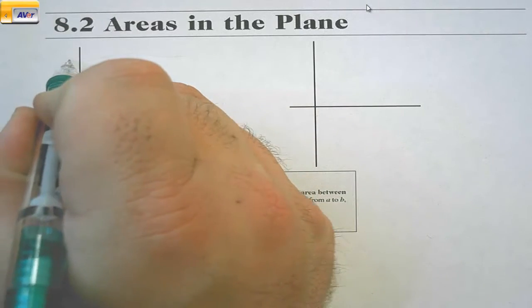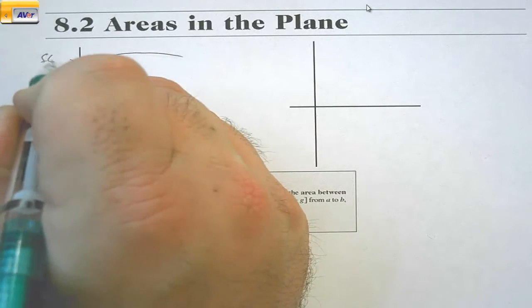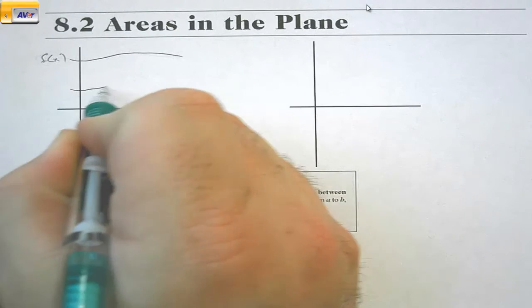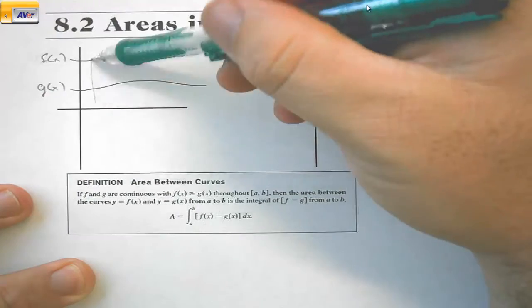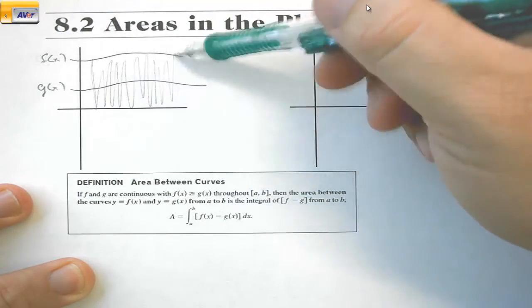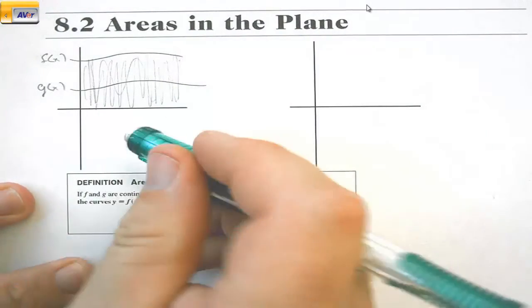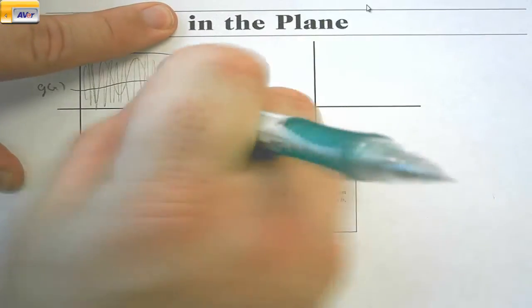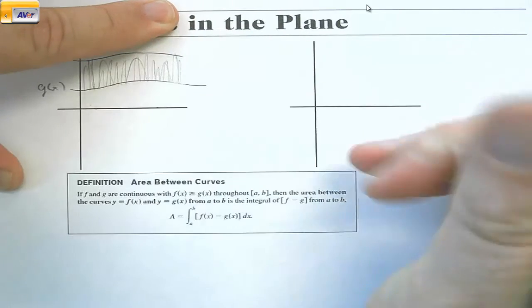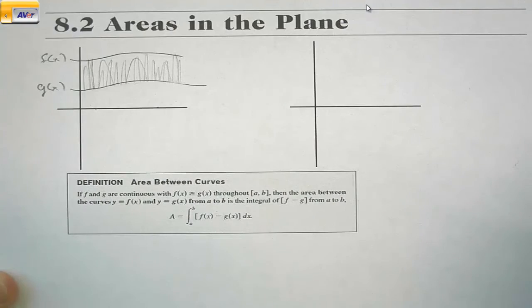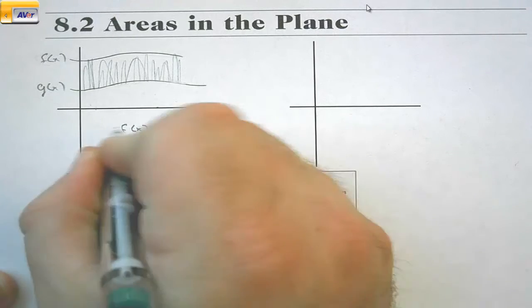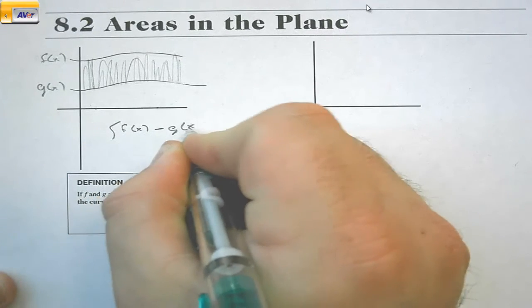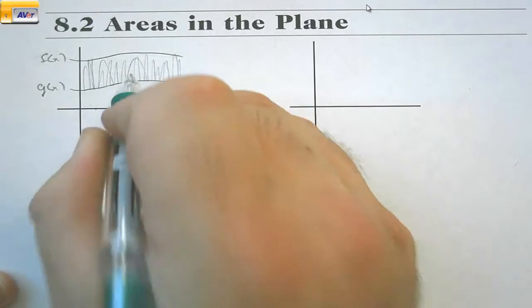If you have a function, let's call this f of x, and we have another function below that one, let's call that g of x, and if we find the area under f of x, and then subtract out the area under g of x, so we're subtracting this area out that's underneath, we get the area that is in between the two functions. So we have f of x, the area under f of x, minus g of x dx gives us the area in between those.